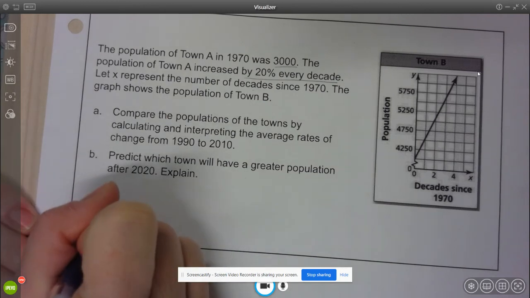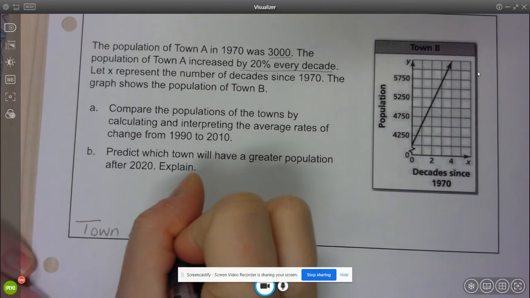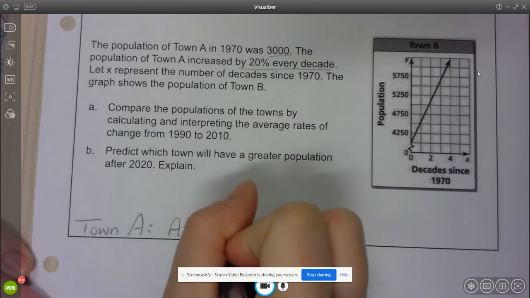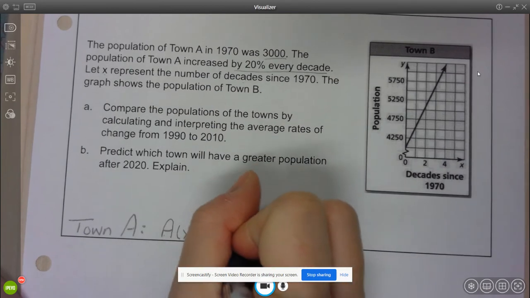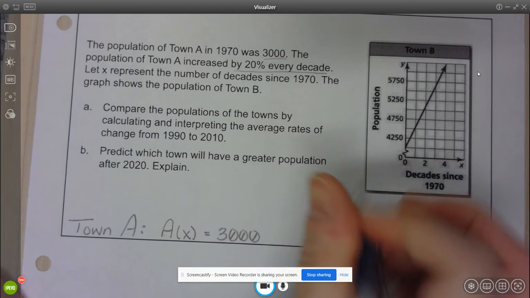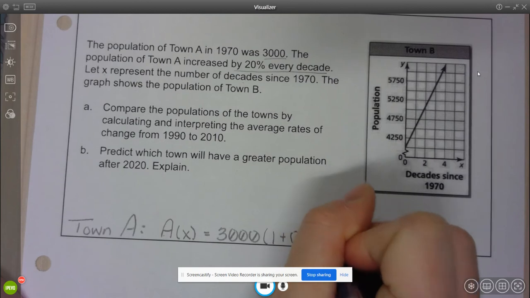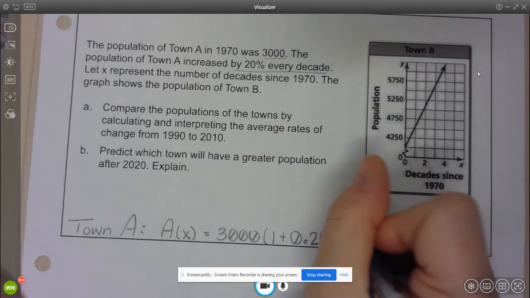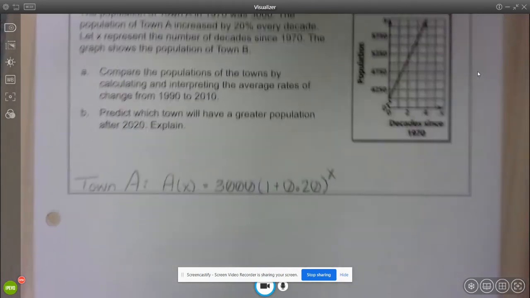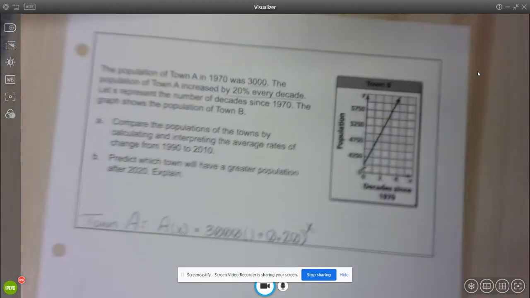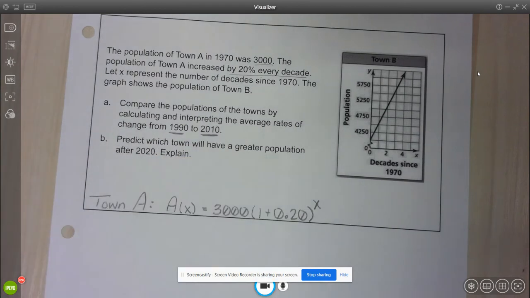So town A is going to have an exponential function. I'm going to call them A of X since they're town A. So they're starting with 3,000 people, and they're going to increase by 20% every decade, and X represents the number of decades. I'm going to zoom out a little bit here. So they have said they want us to find 1990 and 2010.